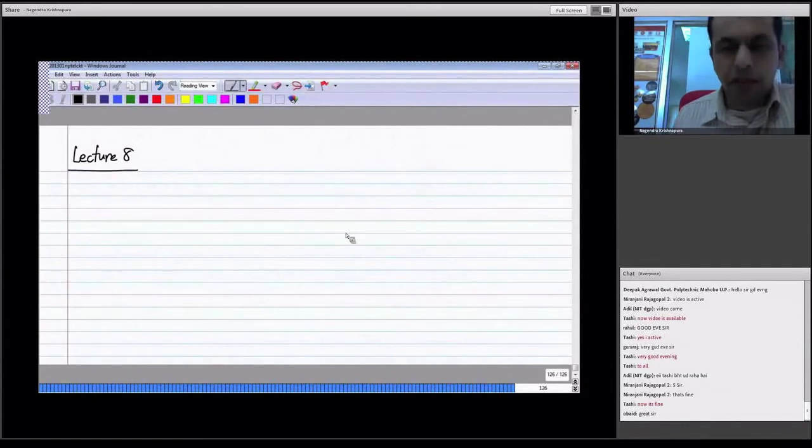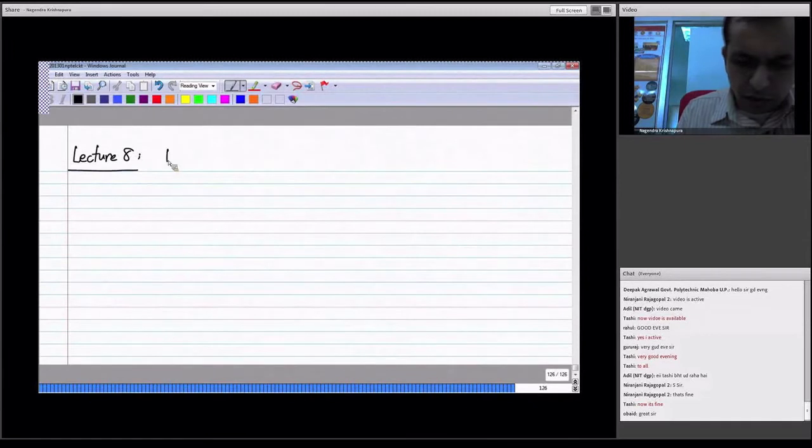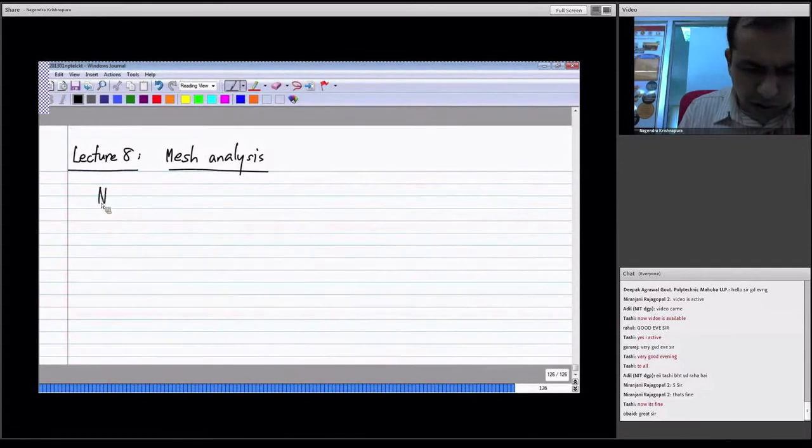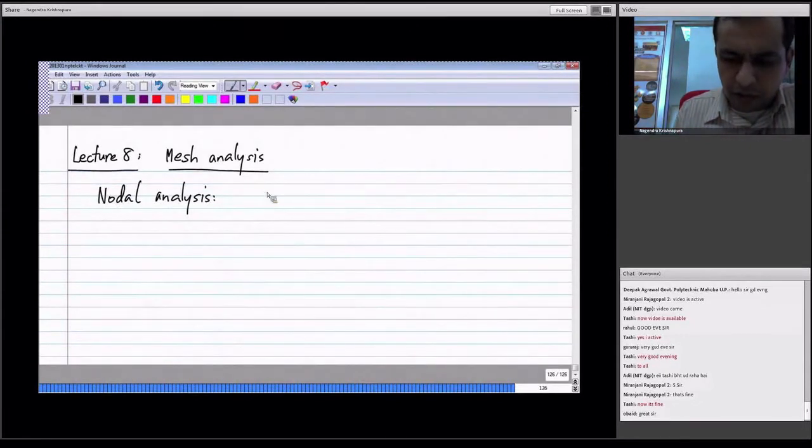So what we will look at today is an alternative to nodal analysis that also is sometimes used, and that is known as mesh analysis. Okay. Now, the nodal analysis uses KCL at n-1 nodes of the circuit.